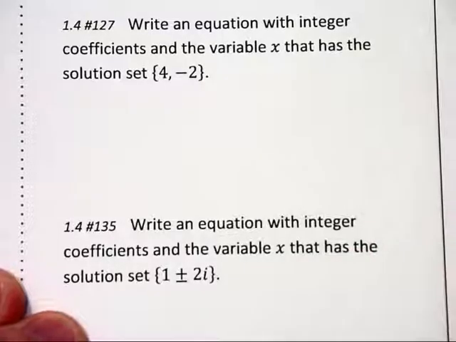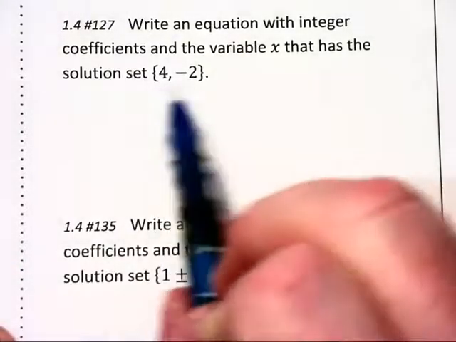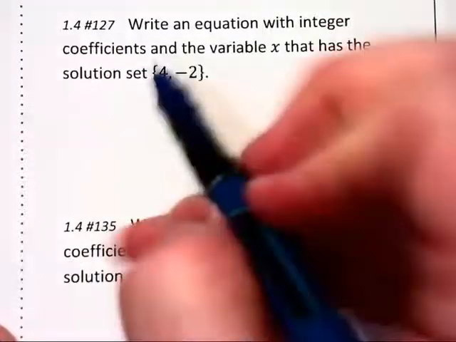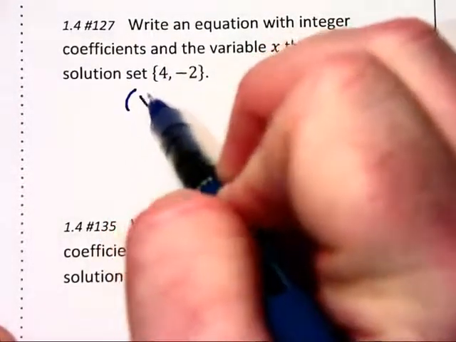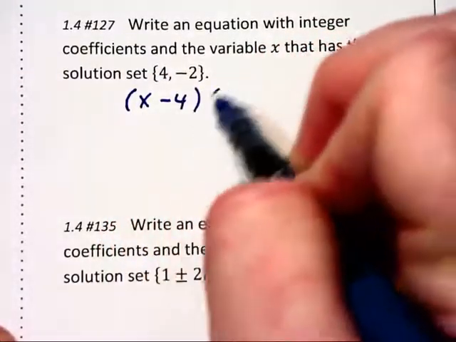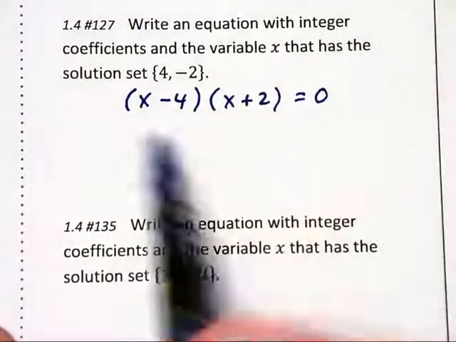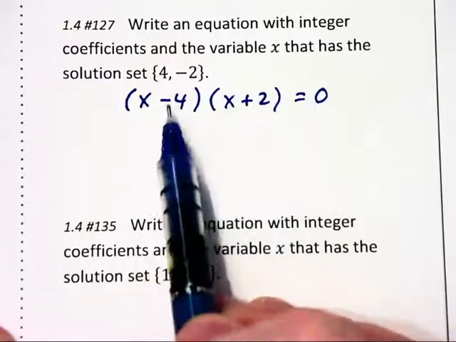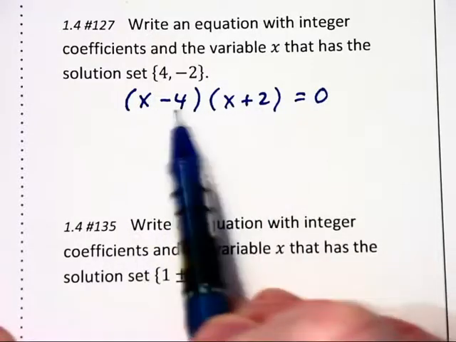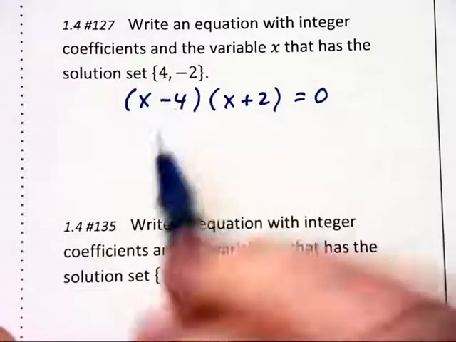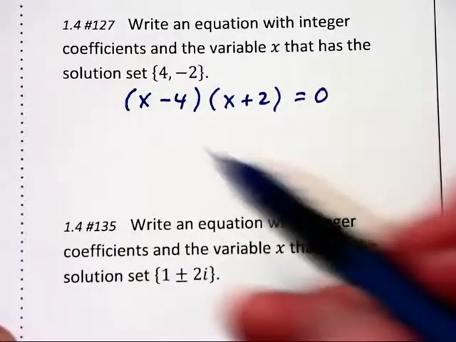Now we want to write an equation which has this solution set. We are going to go backwards through the zero product rule. (x - 4)(x + 2) = 0. If we saw this equation, we would change the signs inside the parentheses to get to our solutions. We're just going in the opposite direction.